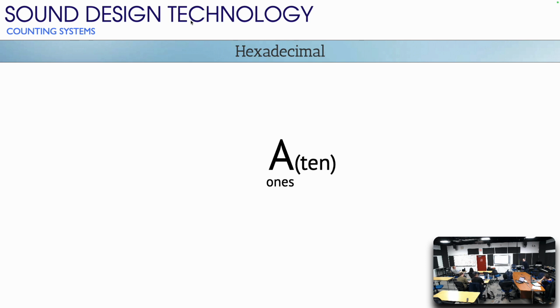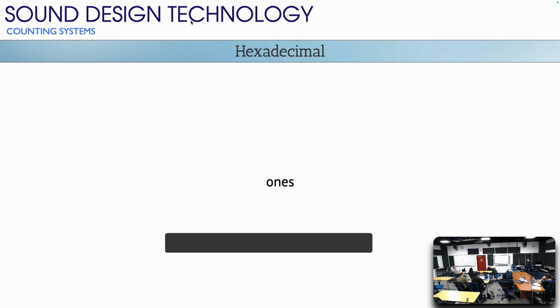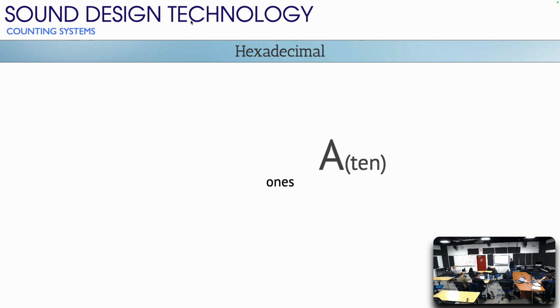Okay. Let's try 15. We'll start at 9. 9, 10, 11, 12, 13, 14, 15. So in hexadecimal, that's not an F. That is a 15. Okay? Did I lose anybody there? You with me so far?